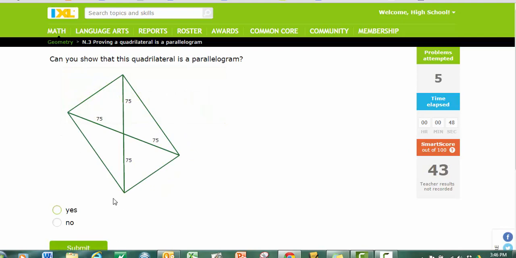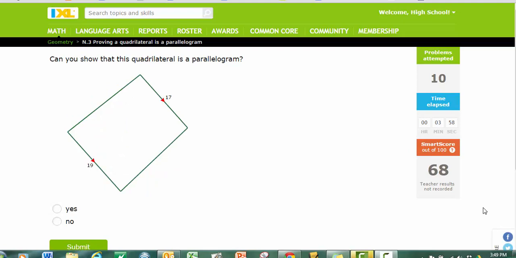The one here that I'm not seeing come up is where you have one pair that is parallel and congruent. This would be an example that is looking at one pair of opposite sides being parallel and congruent. However, this is still a no, because they have to be the same number to be congruent. So they're parallel and they have numbers, but they're not congruent. So this is still a no.